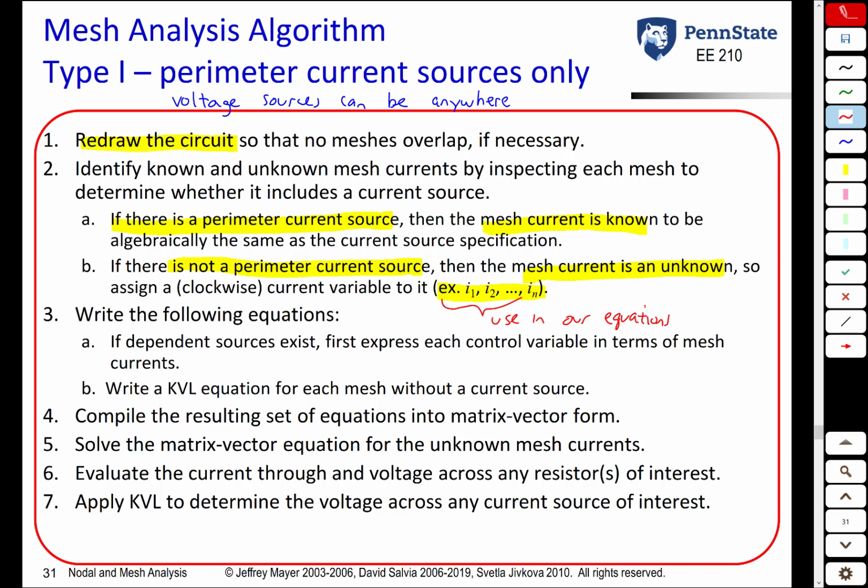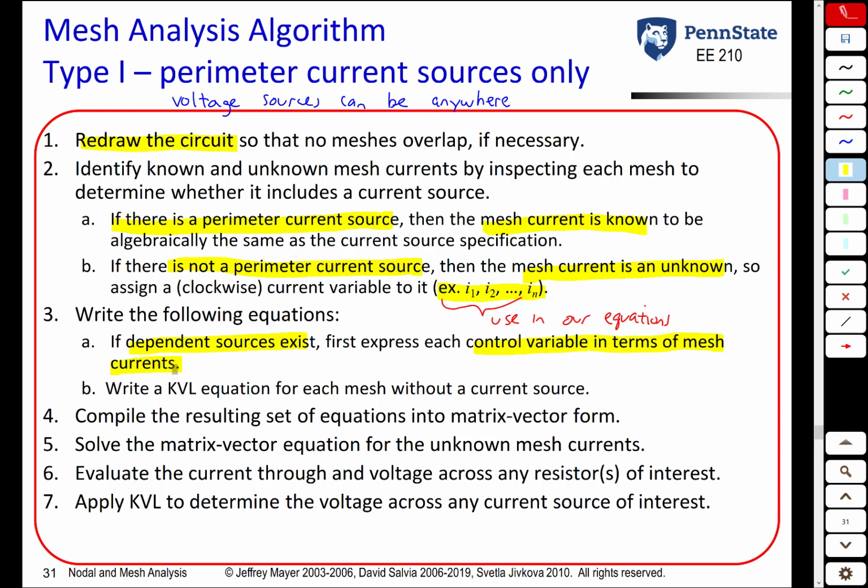So once you examine every mesh and determine whether you know the current or not, you now write the equations. First off, if there's a dependent source, you express the controlling variable in terms of these mesh currents. This is similar to what we did in nodal analysis. If you had a dependent source, you wrote the controlling variable in terms of the node voltages. Now we're writing the controlling variables, whatever they are, in terms of the mesh currents.